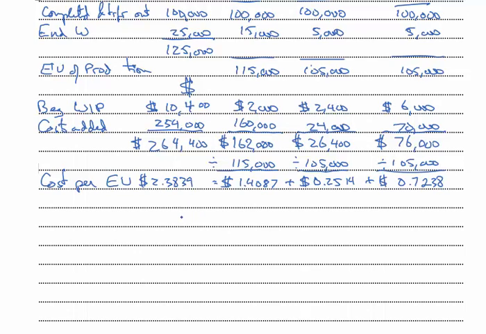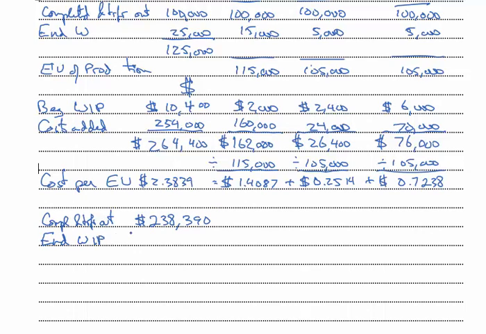Okay, so looking at the reconciliation then, where we're going to try to balance to that 264,400 number. We're going to start with completed and transferred out. That should be 100,000 times 2.3839, so 238,390.